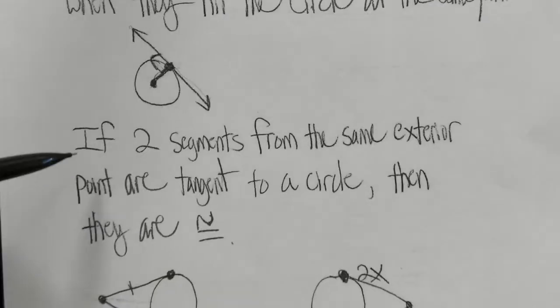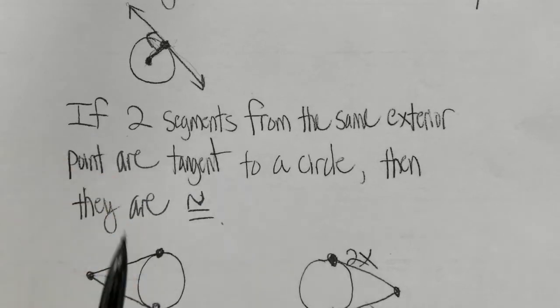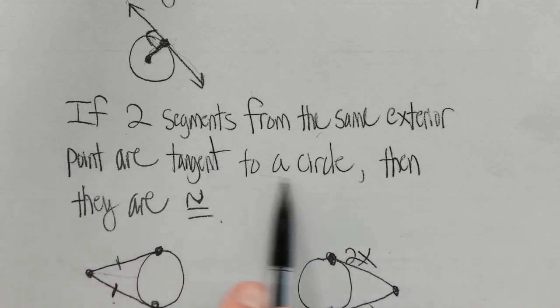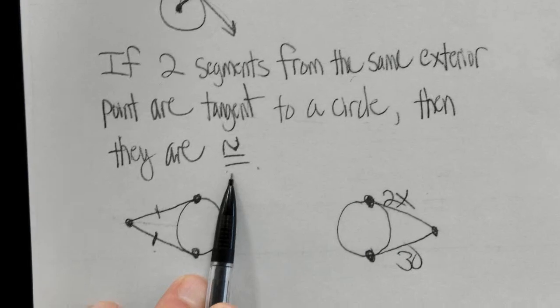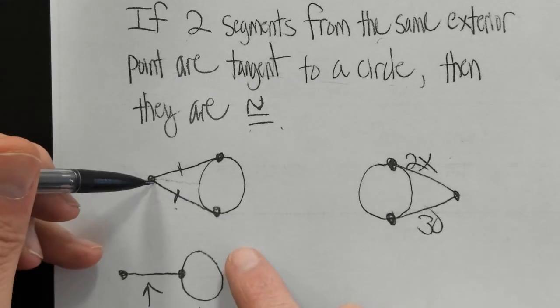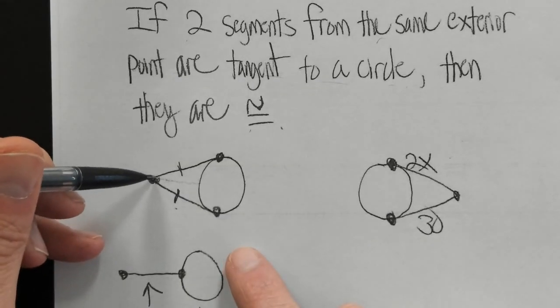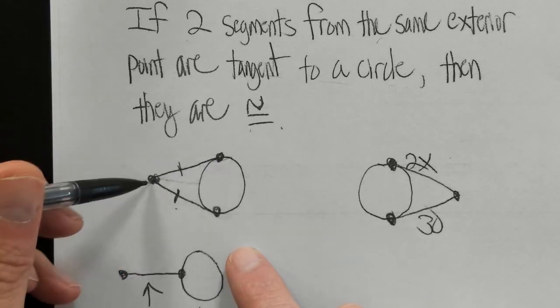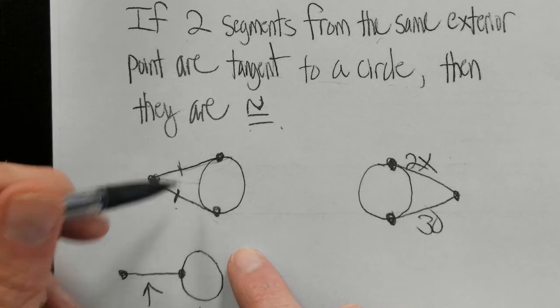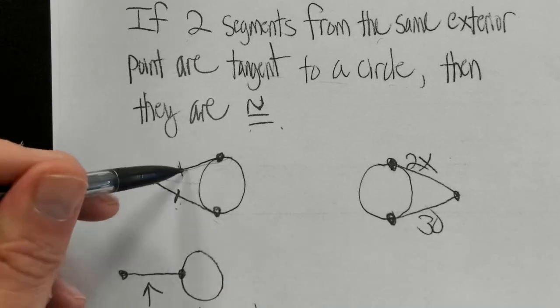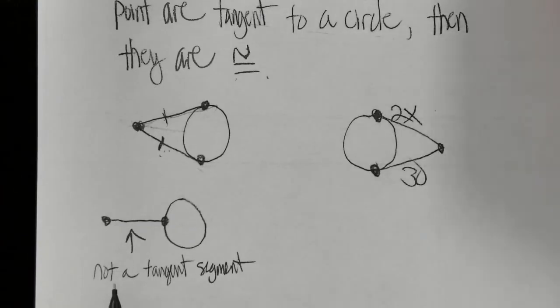Okay? Here's another theorem. If two segments from the same exterior point are tangent to a circle, then those segments are congruent. So if I have two segments from the same exterior point and they're tangent to a circle, one tangent on this side, one tangent on the other side, those two have to be the same length. So if this is 10, this is 10. If this is 8, this is 8.